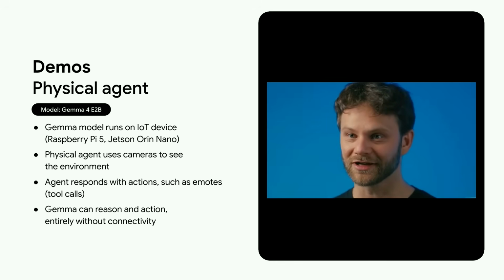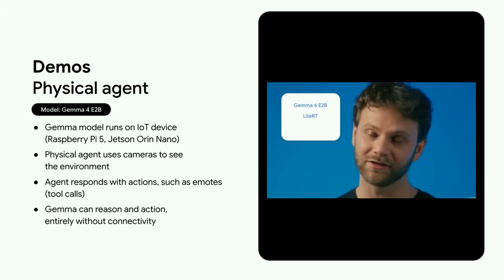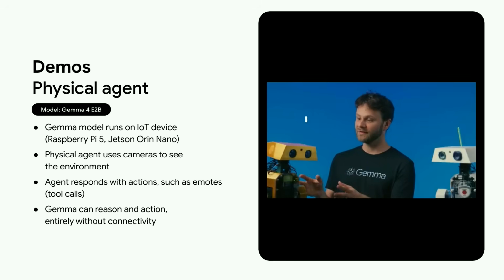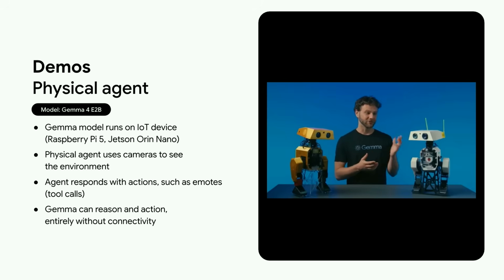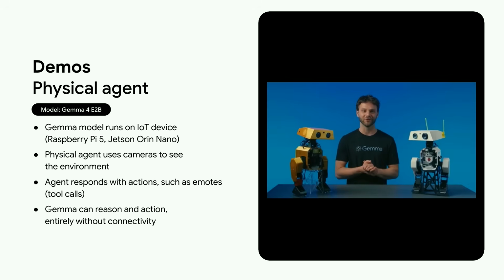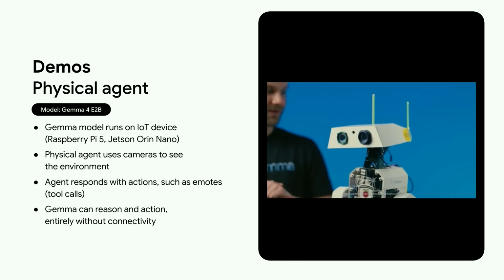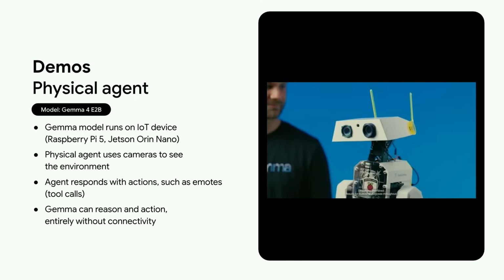In terms of the technical stack, this duck runs Gemma4 E2B on LiteRT on a Raspberry Pi 5, and this duck runs Gemma4 E2B on a Jetson Orin Nano. They both have a microphone, cameras, and speakers, and through multimodal inputs of Gemma4, they're able to process and understand the environment like never before. Let's see what Duck Gemma with the Raspberry Pi 5 can do.